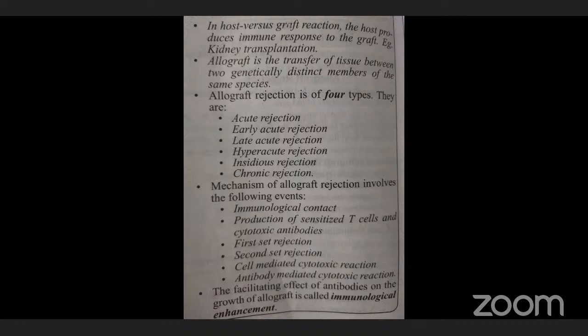Clear. Xenograft means that transplantation occurs between two different species. For example, animal to human being. The transplantation may occur from the animal to the human being. That is called a xenograft or a xenogenic graft. Transplantation of tissues between two individuals of different species. So that's why the xenograft is also called a heterograft, because two different species are involved.